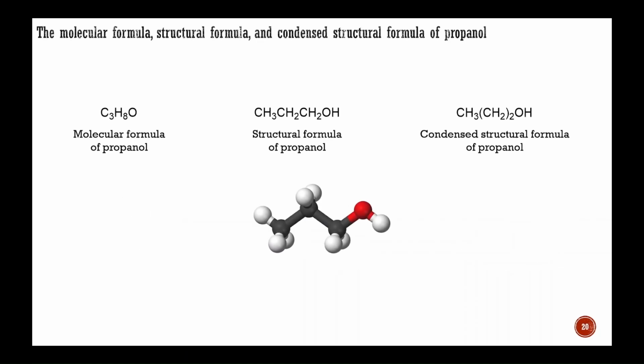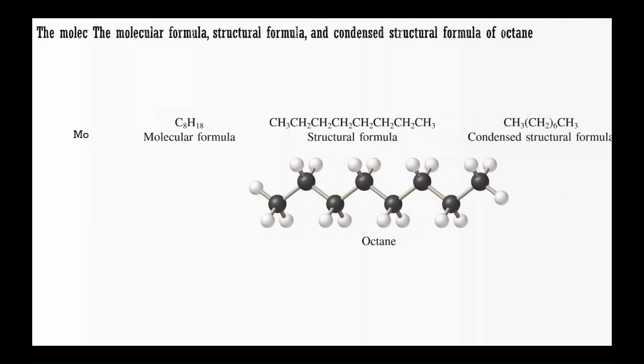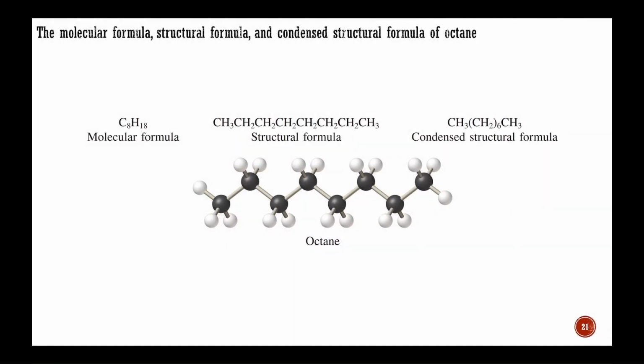A condensed structural formula, or simply a condensed structure, conveys the same information as a structural formula, but in a more compact form. For instance, the molecular formula, structural formula, and condensed structural formula of propanol are shown here. As another example, we can examine octane, a hydrocarbon composed of 8 carbon atoms, and compare its molecular formula, structural formula, and condensed structural formula. Note that in the condensed structural formula, identical adjacent groups of atoms, in this case CH2 groups, are enclosed in parentheses and subscript to indicate their number.